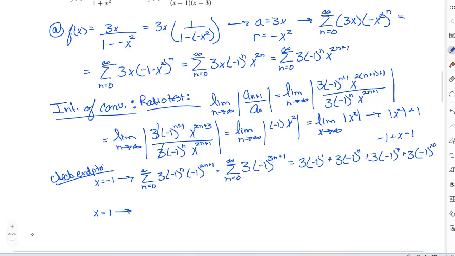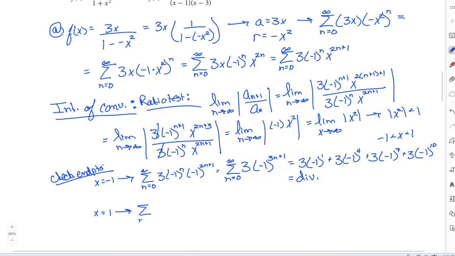So I'm bouncing back and forth between odd and even exponents, which means my sum is going to diverge, because I'm bouncing back and forth between negative 3 and positive 3. And if I add that up infinitely, it's going to always bounce and oscillate between those two. So it diverges at negative 1.